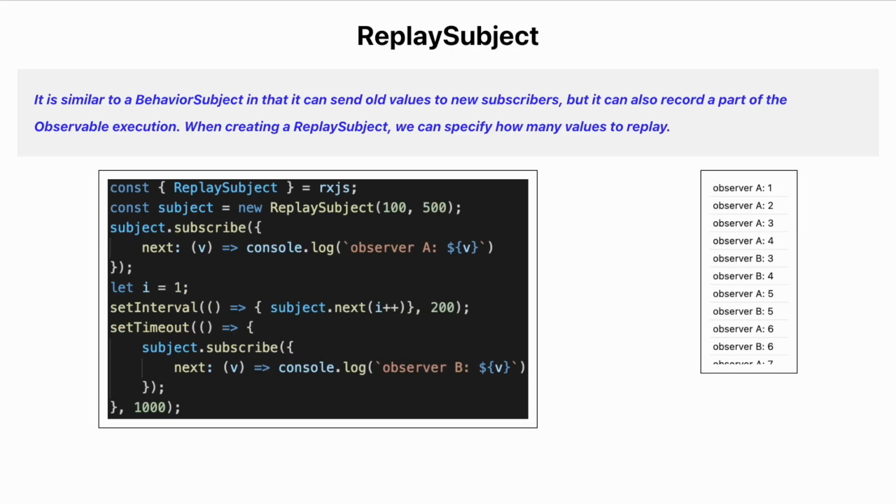We can also specify a window time in milliseconds besides the buffer size to determine how old the recorded values can be. For example, here we provide a bigger buffer size but only 500 milliseconds for the time parameter.